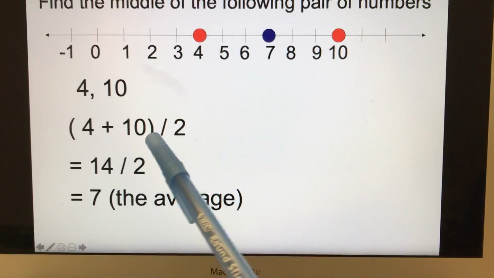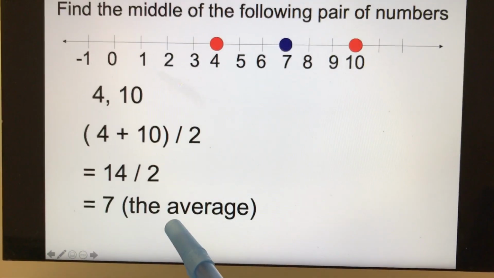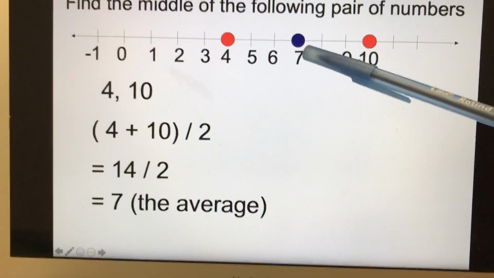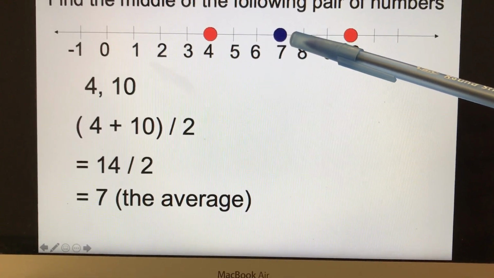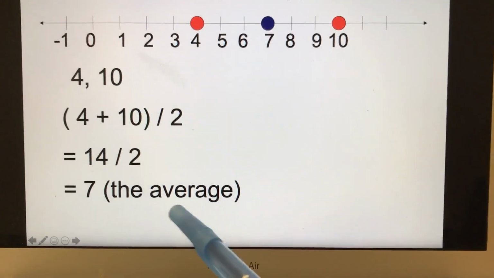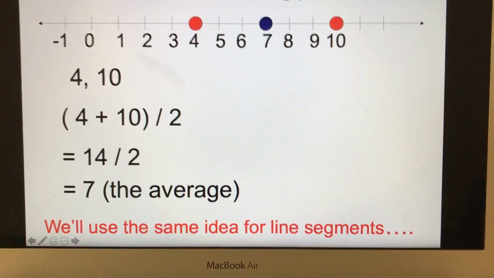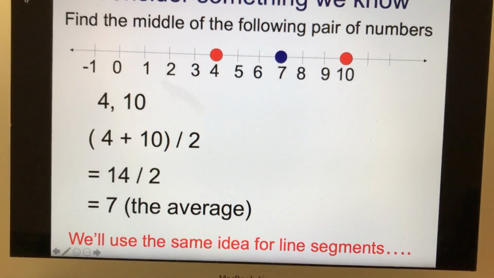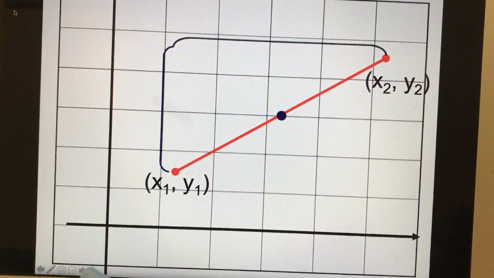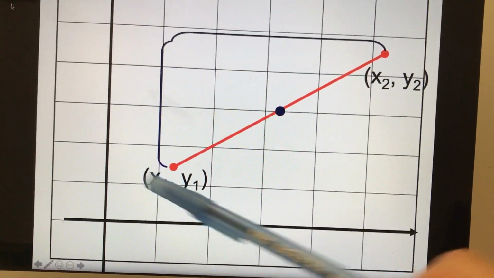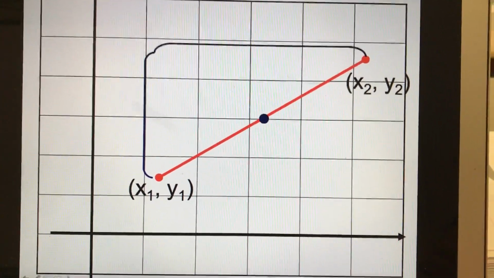And you've done that operation before. That operation is just called calculating the average. So the midpoint of a line segment, or the middle of a line segment, we find that by just finding the average of the numbers. That's it. So the calculation is very, very easy. And we're going to use the same thing for a line segment. Now remember, line segments sort of have two sets of numbers. We have our x values and we have our y values. So we're just going to do this average calculation twice.